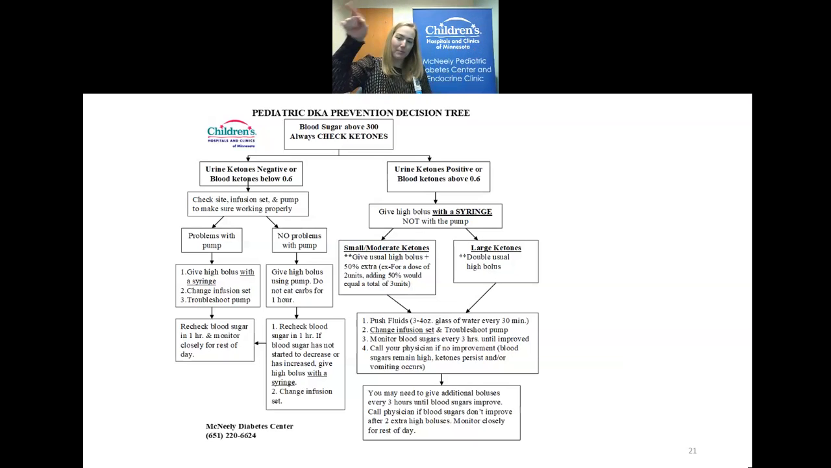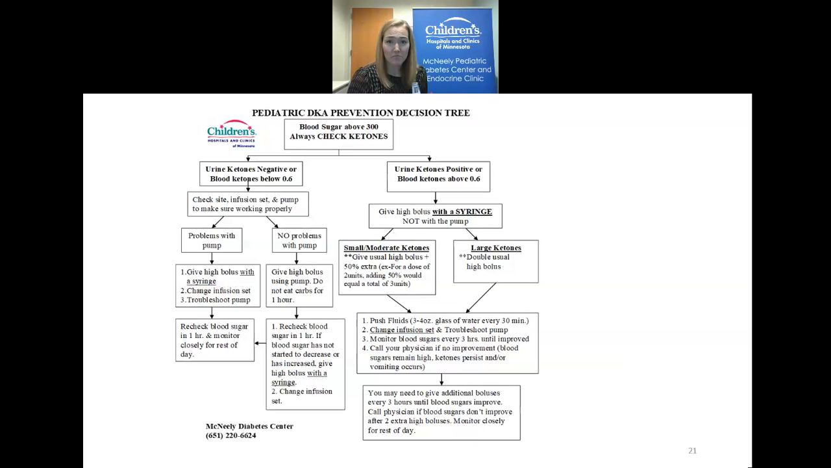So back to the top. So our blood sugar is over 300. We don't know why. We're checking for ketones. Okay, so let's say our ketones come back negative. We're going to go to that left side of the tree. Next box down. Take a look at that infusion set. Take a look at your site. Take a look at your pump. Do they look okay? Are they cracked? Are they connected? Are they leaking?